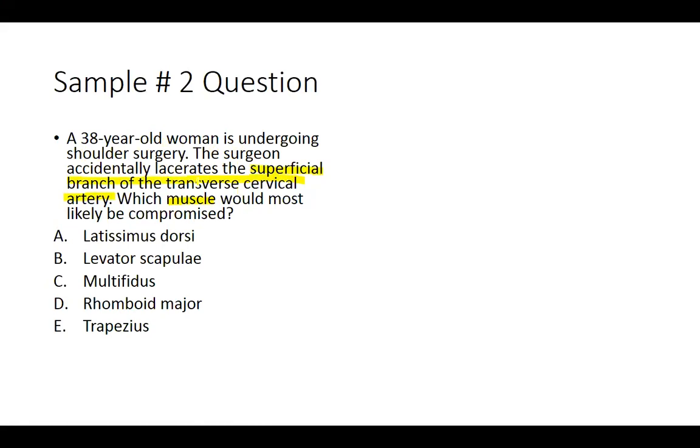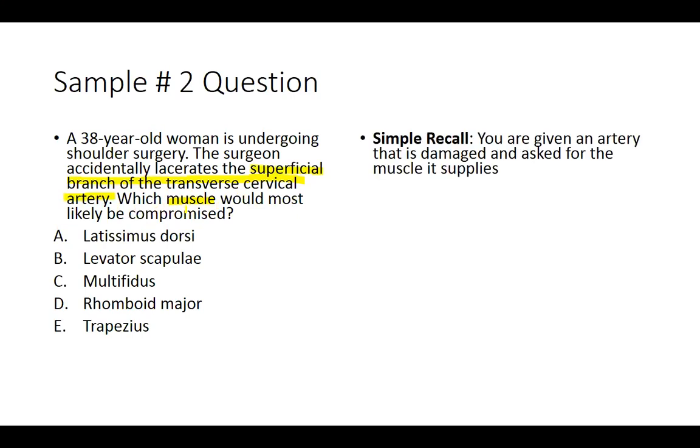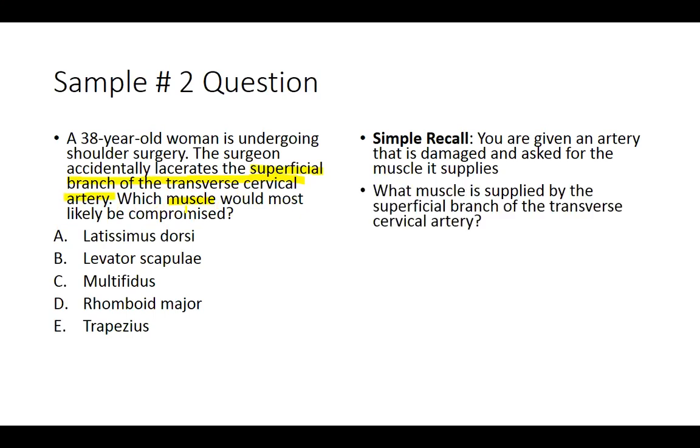And again, the question initially, remember, says which muscle would most likely be compromised, meaning which muscle is most likely going to be affected. So it's a simple recall question. You're given an artery that's damaged, and you're asked for what muscle it supplies. Now again, some of you may get it real quick. What muscle is supplied by the superficial branch of the transverse cervical artery? A lot of you are going to look at it real quick and get the answer choice. But if you don't, you want to look at the answer choices, and if you can't get the answer very quick, then you have to eliminate some answer choices.